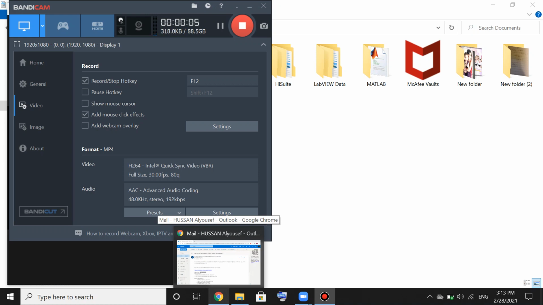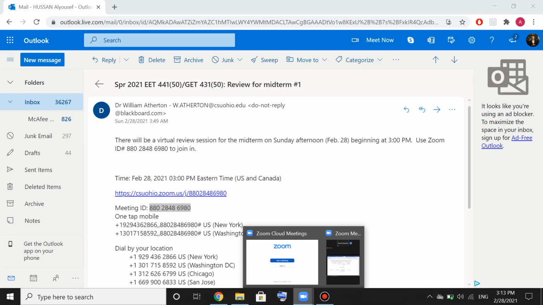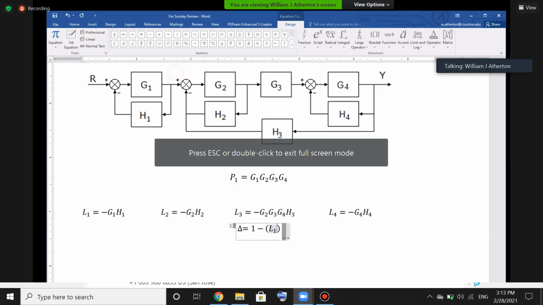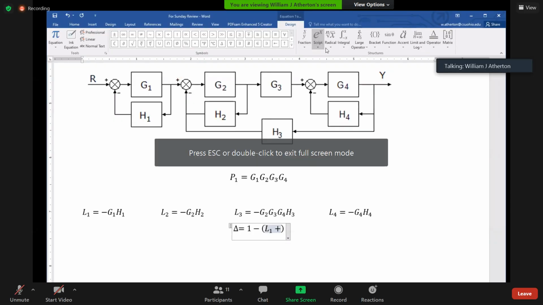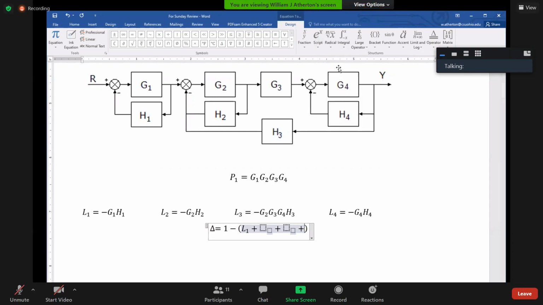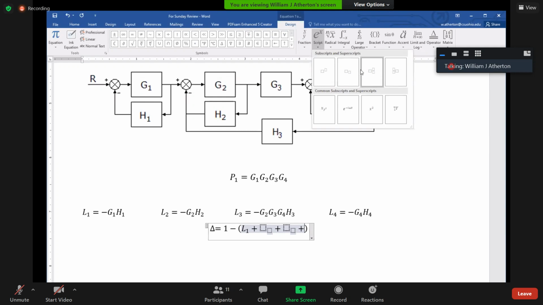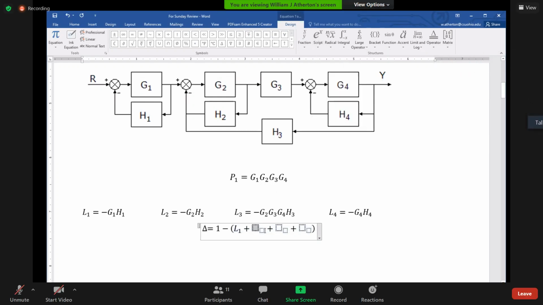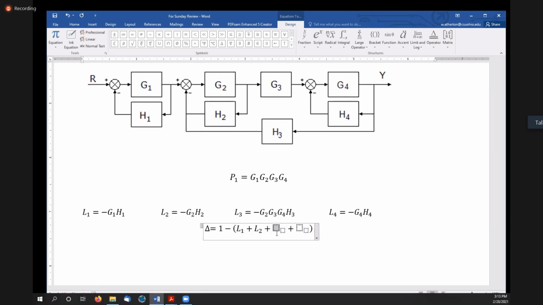Well, here, let me just call it L1. Clean this up later if needed. Plus L2, plus L3, plus L4. L2, L3.